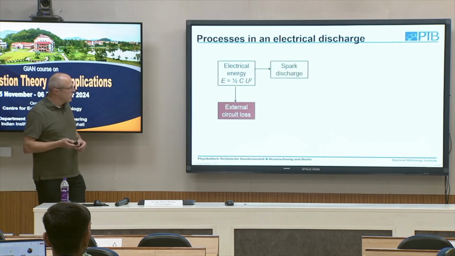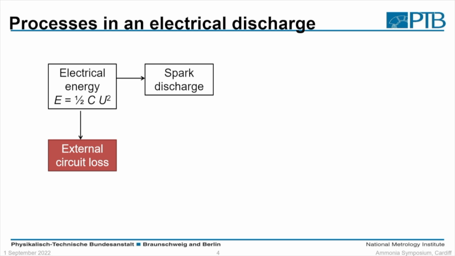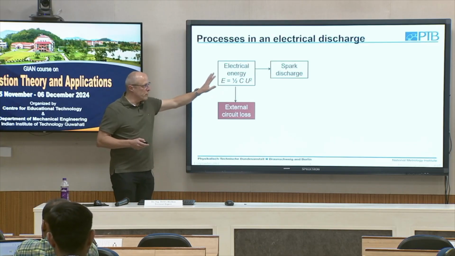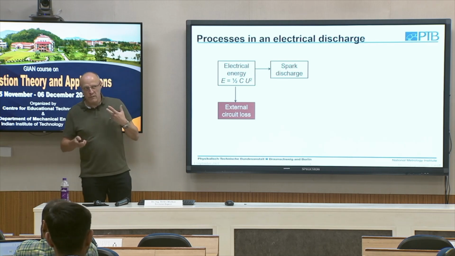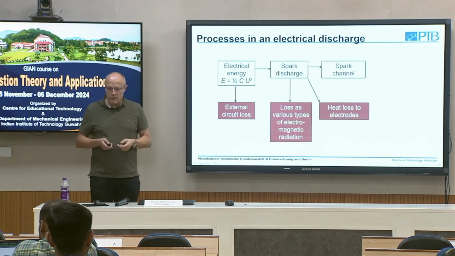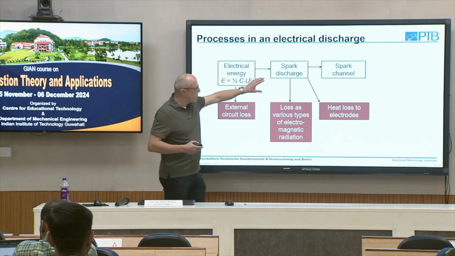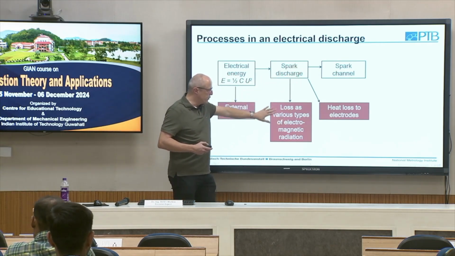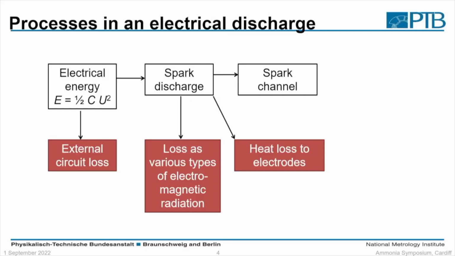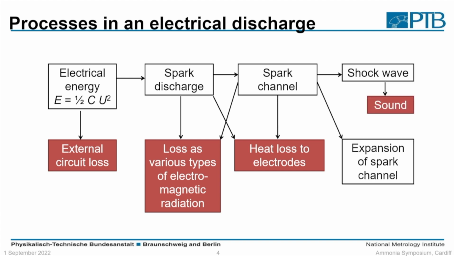So when we look at a typical spark, okay, here we have the electrical energy. This we know, we can measure. But of course we have external circuit losses, which we may not know, and we have the spark discharge. So not all of the energy is distributed to the spark discharge. Then we have a formation of the spark channel, and we have losses due to electromagnetic radiation, and we have cooling at the electrodes. Again, some joules are lost.